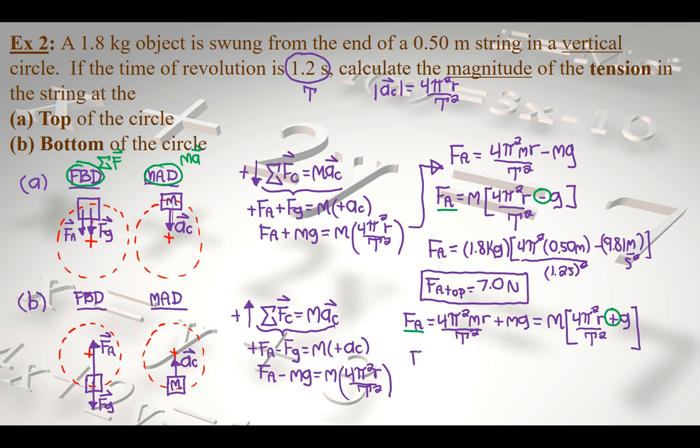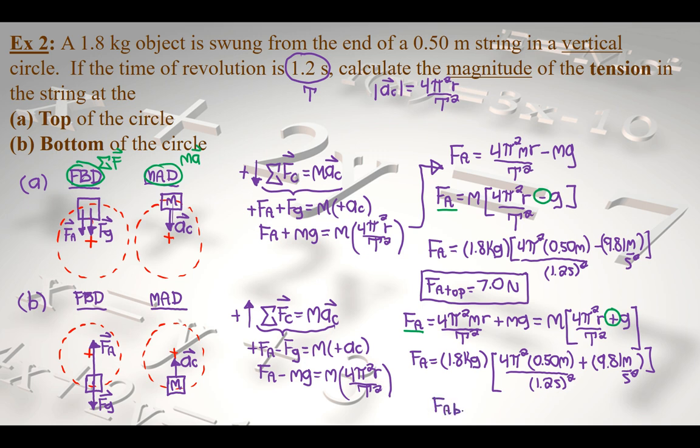Okay, let's plug the numbers in. So FA would then be equal to M, which is 1.8 kilograms. And again, make sure you're putting your units beside every number. Multiply by 4 times pi squared times r, which is 0.50 meters. Divide this all by t squared, which is 1.2 seconds, all squared. And then we add g, put it in brackets, 9.81 meters per second squared. We do not need to write down negative 9.81. We've already accounted for the direction.